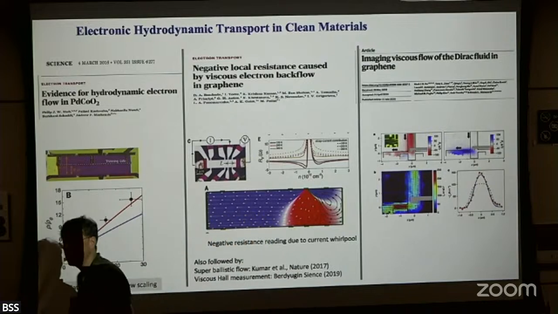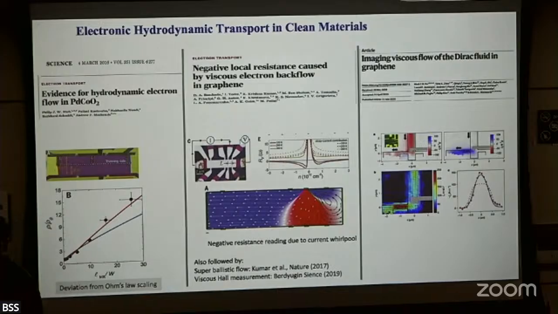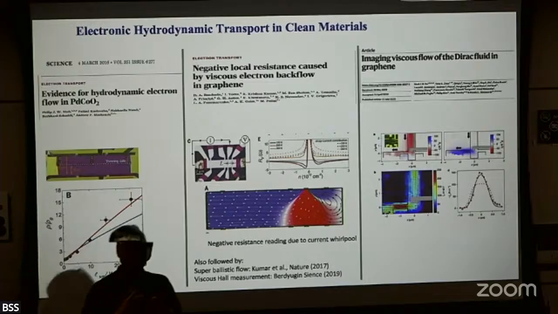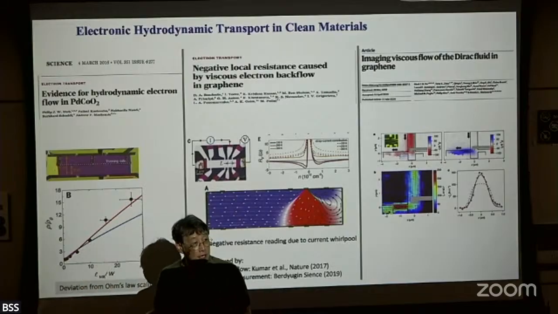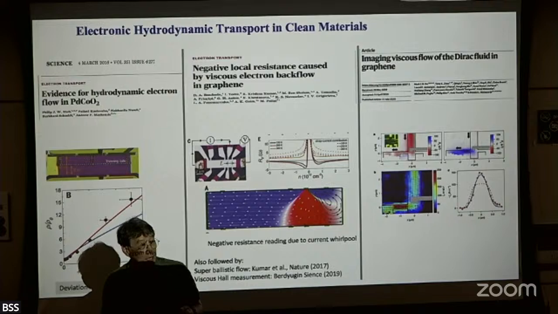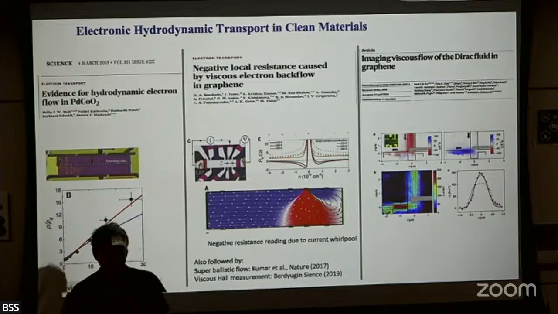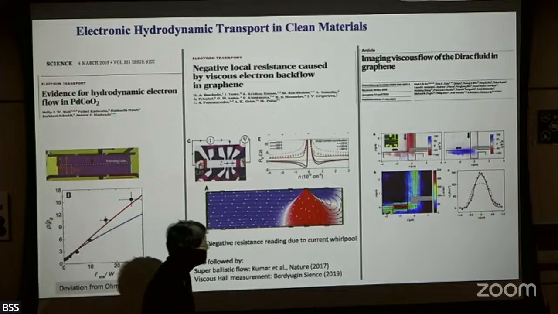So as you see here, once you get a cleaner sample and go to higher temperature such that viscosity becomes important, transport can pick up this hydrodynamic behavior. This means you cannot describe it through local properties, but you have to consider the system as a whole, especially when the size of the system becomes comparable to this length scale. You can start to see that this type of effect appears maximized.